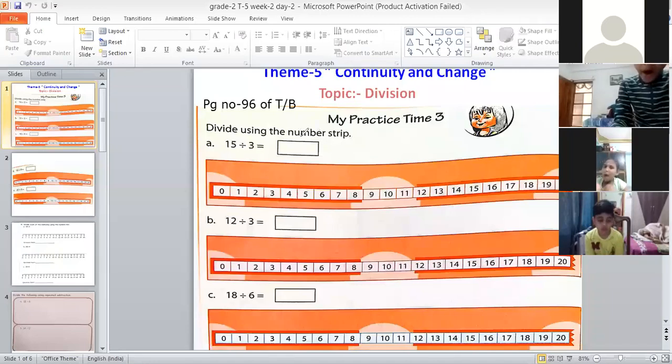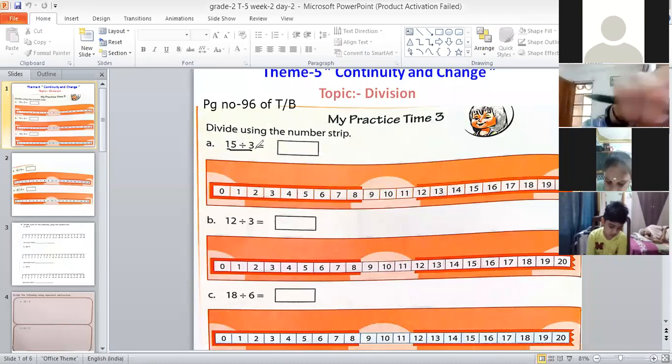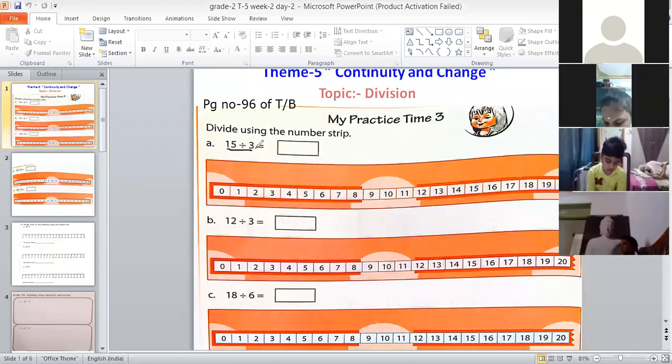Number strip. Divide using the number strip. So if you look at the first one, it is 15, and you all should know how to read the question. This is 15 divided by 3. What is the question? The question is 15 divided by 3.